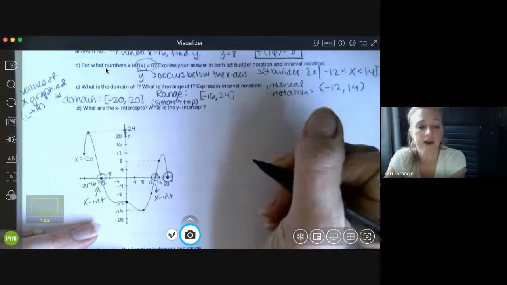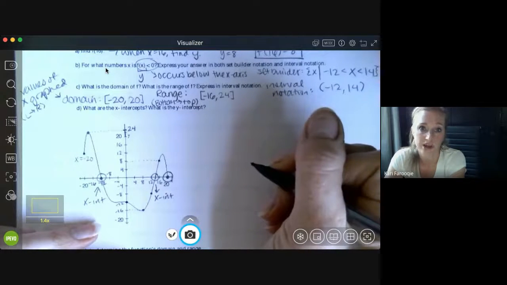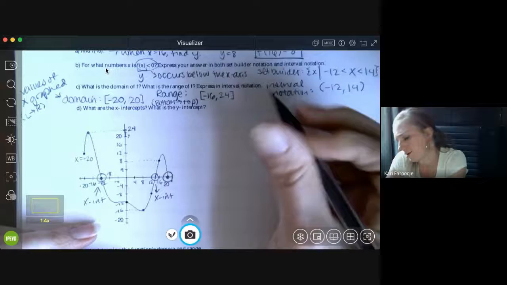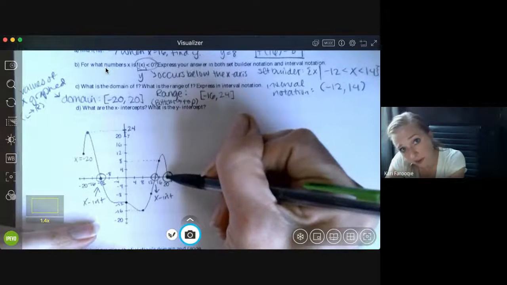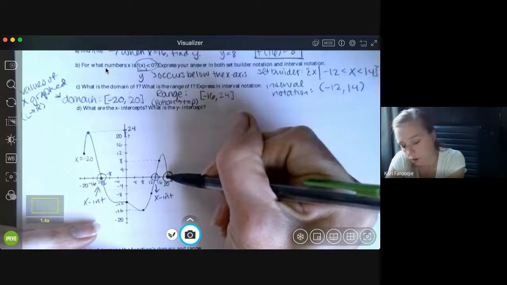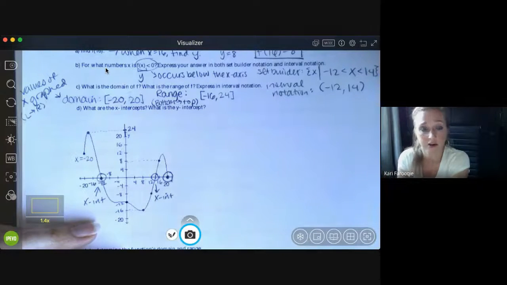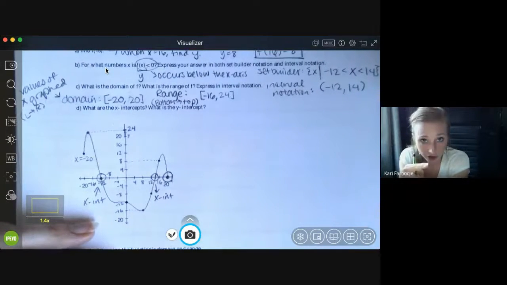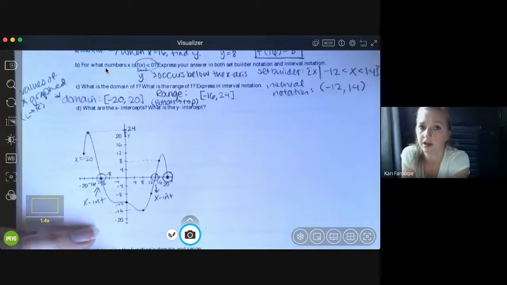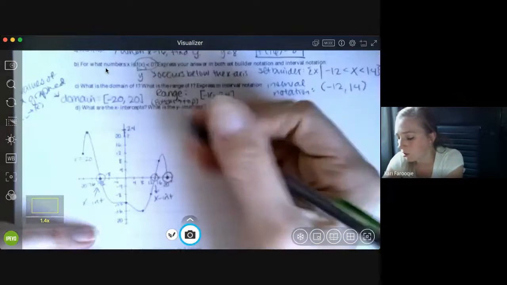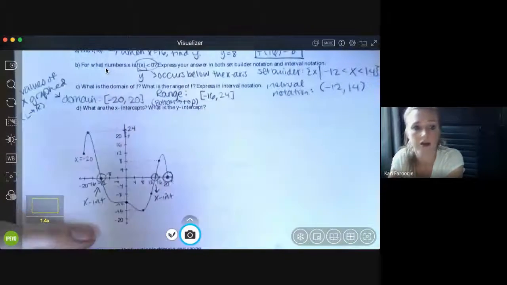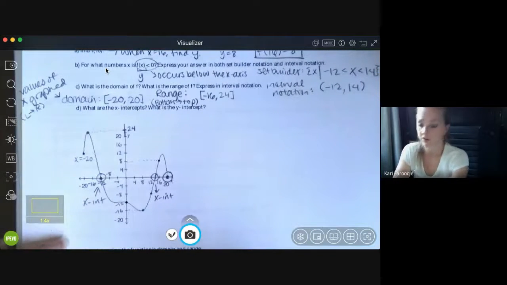Another one of them actually occurs at x equals 20. Now, some of you are thinking, the graph stops here at (20, 0), but it doesn't keep going. Is it really an intercept? Doesn't matter. Even if the graph just touches the axis and turns back around again, it's still considered to be an intercept. So we are going to include all three of these values as our x-intercepts.